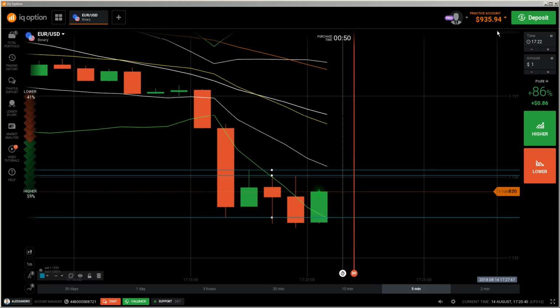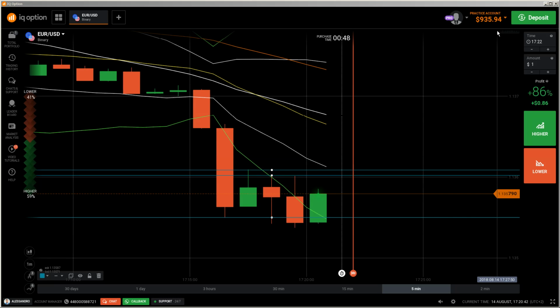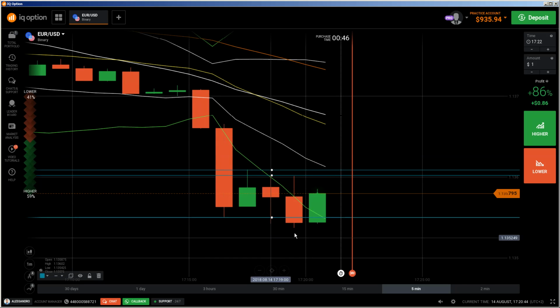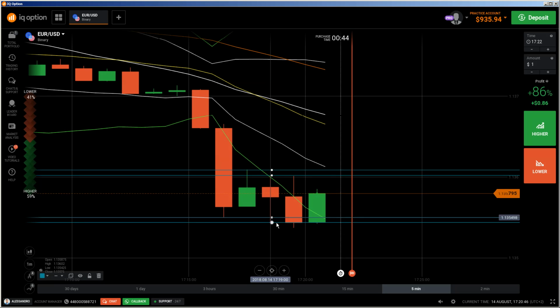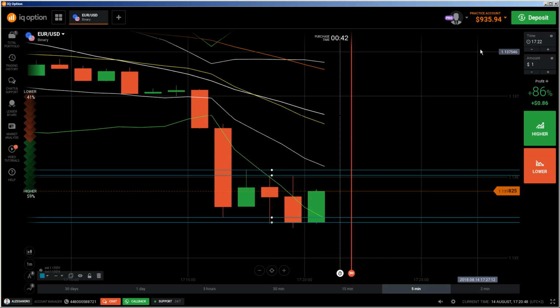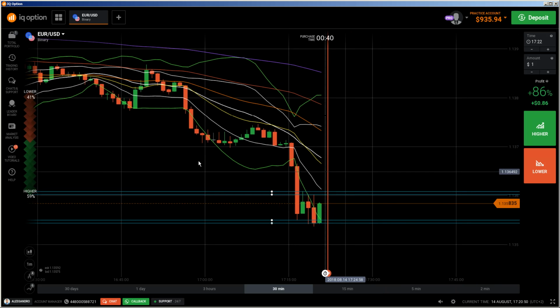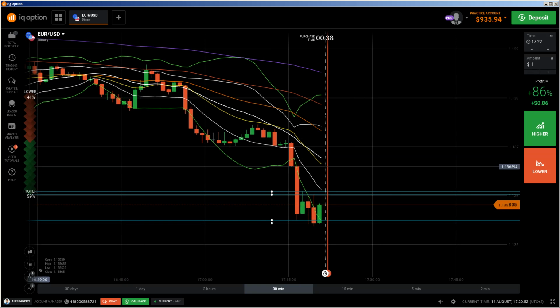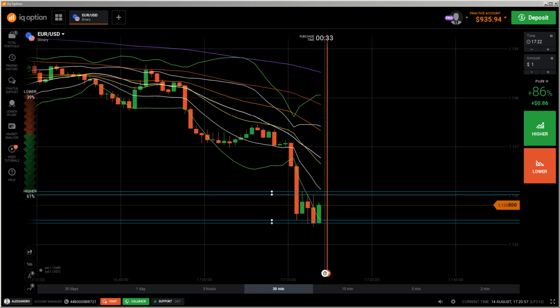So let me see what's going on here. We got a buy reversal at this level. Okay, it's looking like we are getting up, as we had here a really strong movement downwards. So let's see what's going on.